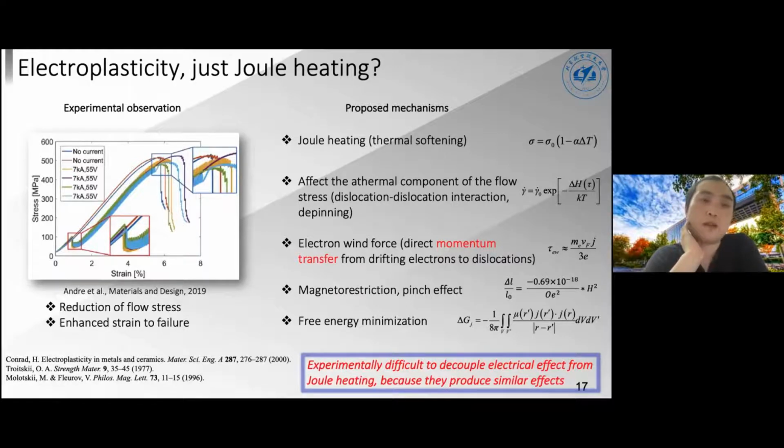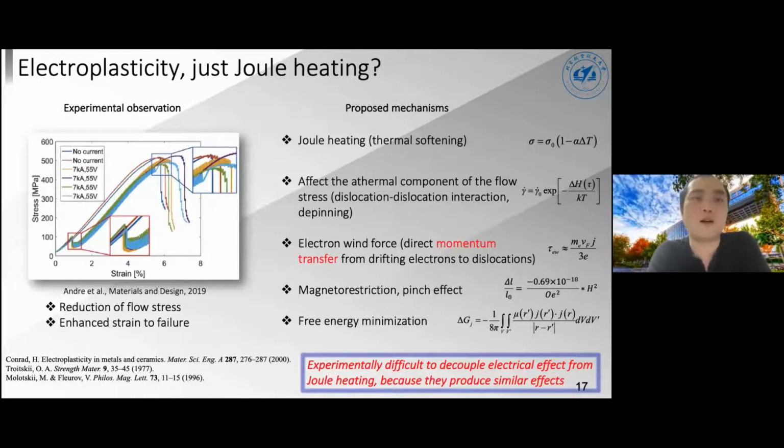For example, people propose that the electrical pulse may influence the so-called thermal activation of dislocations. And another more classical proposal is the so-called electron wind force, which is a concept borrowed from electromigration. It's concerned with the direct momentum transfer from the drifting electrons to dislocations, which exerts a pushing force on dislocations and makes the motion of dislocations easier. And there are other proposals like magnetic restriction, the pinch effect, and free energy minimization, and so on and so forth.